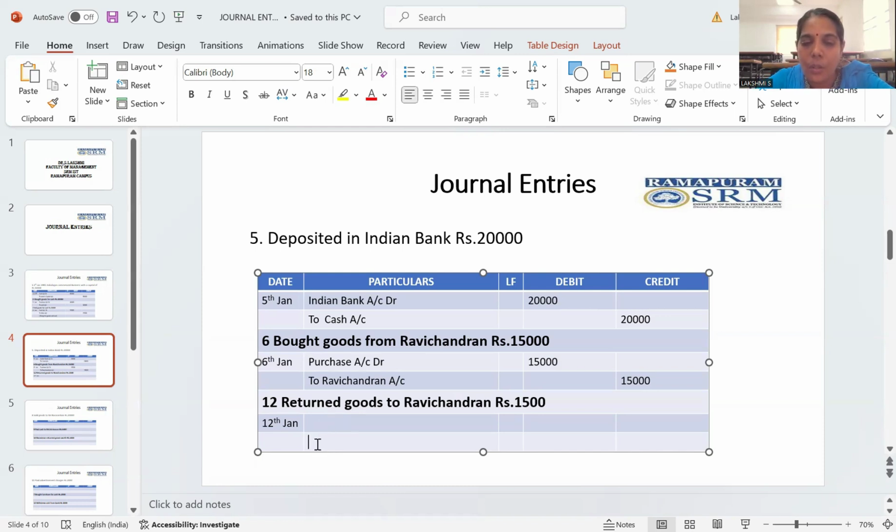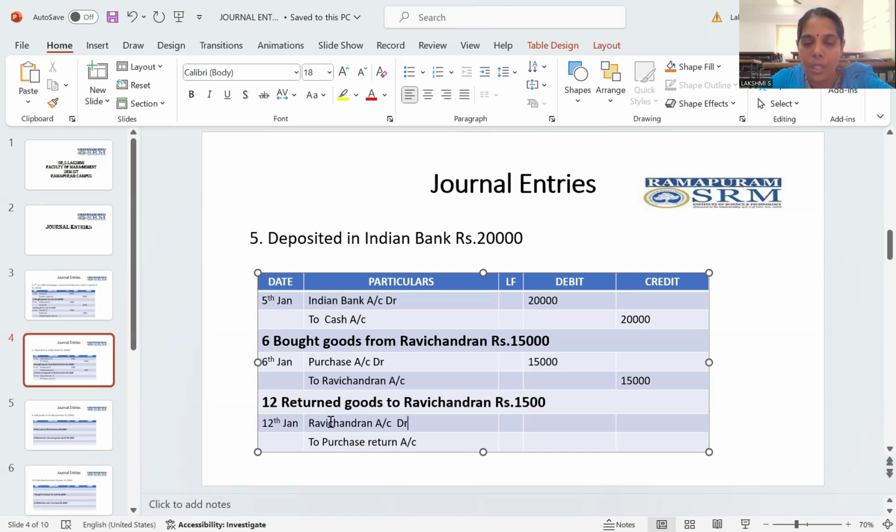So if goods go out of the business, we write it as purchase return. Purchase return account, because we already purchased the goods and now the goods go out of the business. So purchase return account. The name of the person should be in the first line, Ravichandran account. So we return goods to Ravichandran.